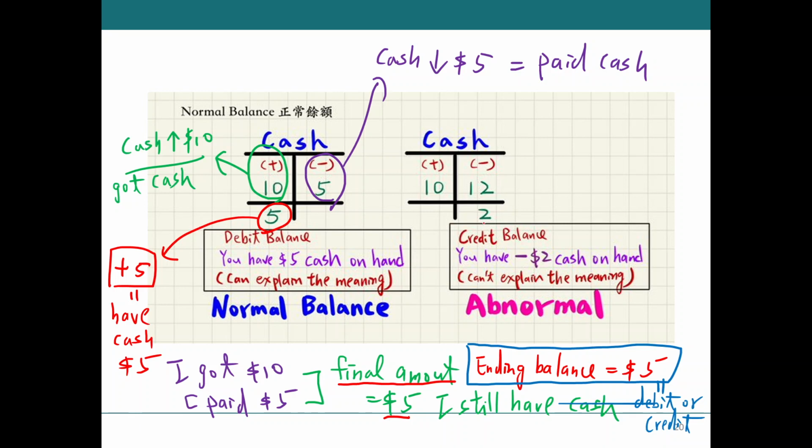If you find out the number on your credit side means what? You have negative $2. So what does it mean, negative $2? It is your final number. So could you tell me, do you ever have negative $2?